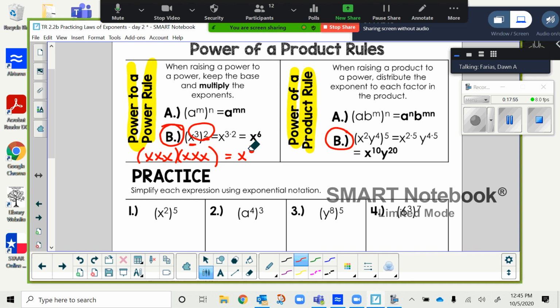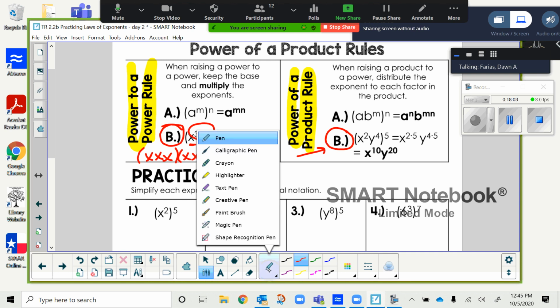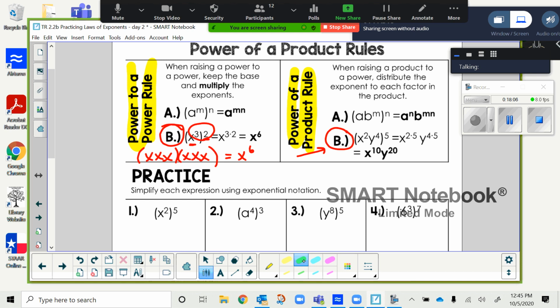And then this other b over here, it's still powers to powers, but if you look inside the parentheses, there's more than one thing. There's an x with a power, and there's a y with a power. So you're still going to multiply the powers together, but it's kind of like a distributive property. That 5 on the outside gets distributed to this power and to this power. So it's x to the 10, because that's 2 times 5, and then y to the 20, because that's 4 times 5.